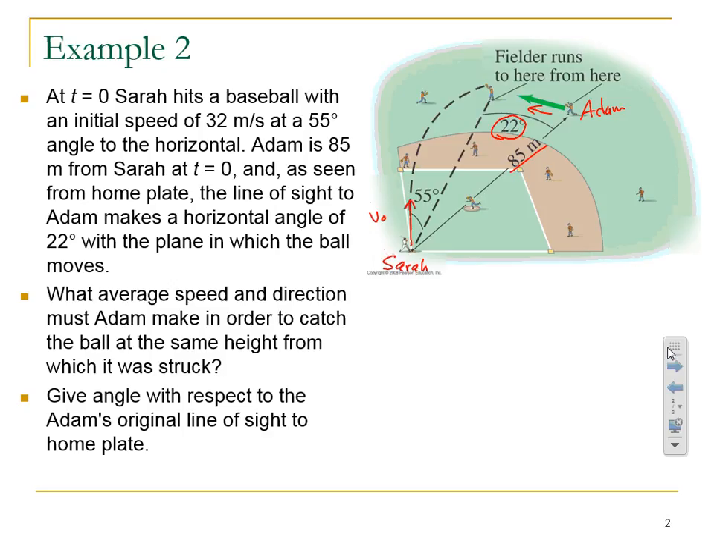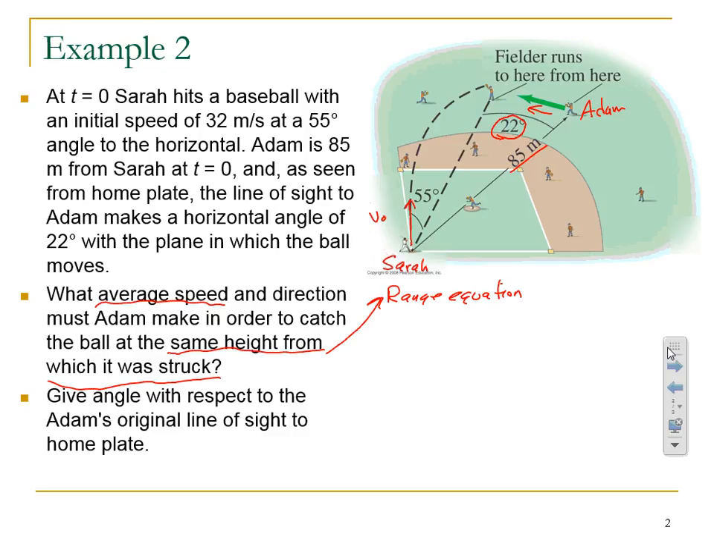So the question is, what is the average speed that Adam must make, and what direction must he run in order to catch the ball at the same height from which it was struck? So since the launch height and the landing height, landing in the glove, is the same, then that means we can use the range equation that we've already developed.